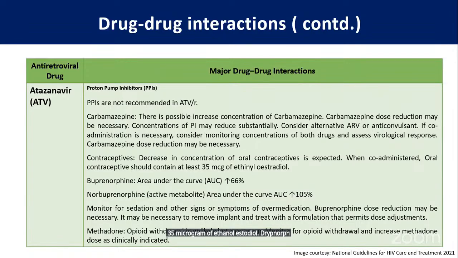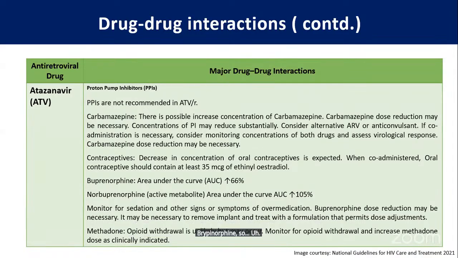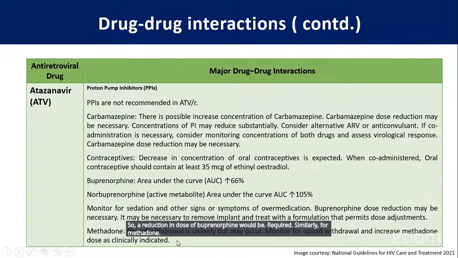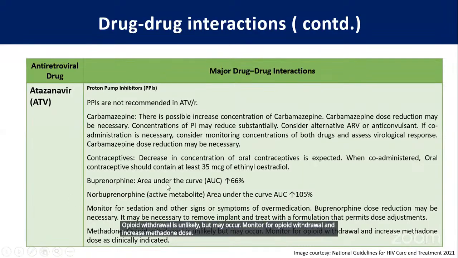Buprenorphine exposure goes up, and so does its active metabolite norbuprenorphine. So if the patient is on opioid substitution therapy along with atazanavir, look for sedation and other signs and symptoms of overmedication. The patient might become drowsy, so a reduction in the dose of buprenorphine would be required. Similarly, for methadone, opioid withdrawal is unlikely but may occur. Monitor for opioid withdrawal and increase the methadone dose. Here, the reverse might happen.